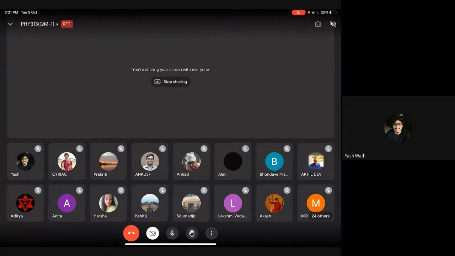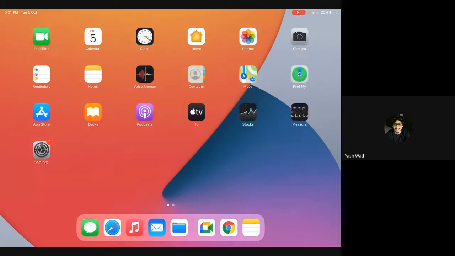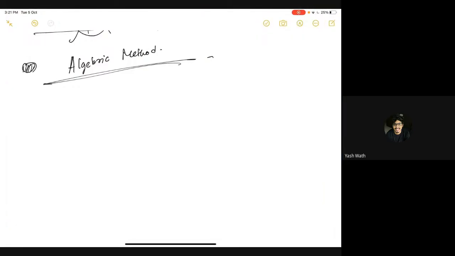Okay, so let me go to my screen. As I said, this is the algebraic method for quantum mechanics, for solving a particular class of problem. Although I will demonstrate it only for the harmonic oscillator, this is actually useful for a wide range of different problems, not just the harmonic oscillator.